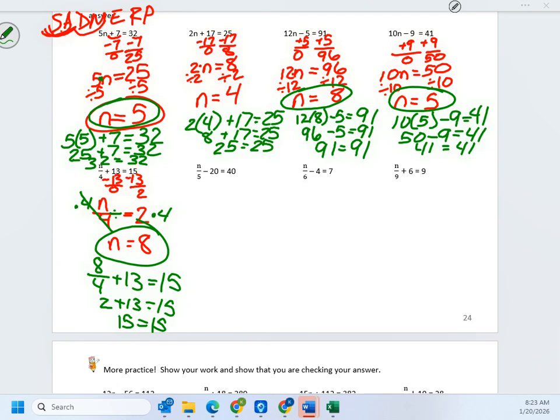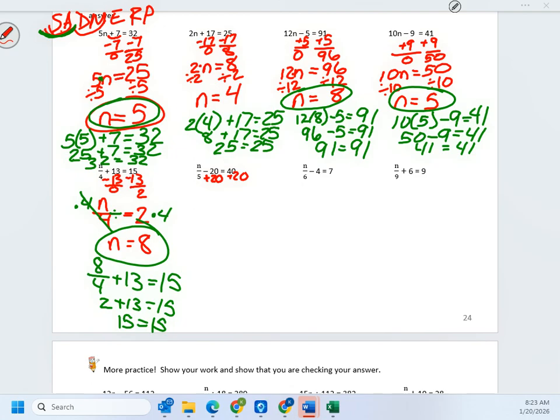Let's look at this next one. I might call on someone who hasn't raised their hand. So I really want you thinking about opposite operations. We want to do the opposite of subtracting or adding. We have n over 5 minus 20 equals 40. Think about what operation is happening. What is the opposite? Claire? Add 20 to 20, add 20 to 40. Yeah, we have minus 20, so that means we have to add 20.